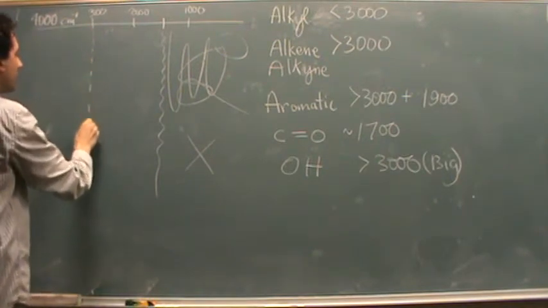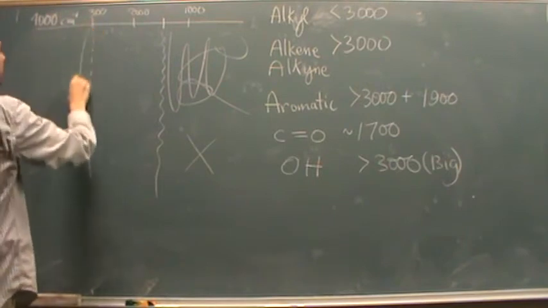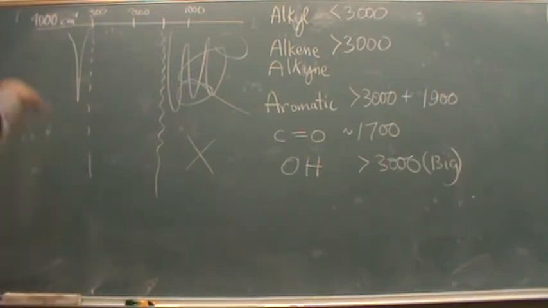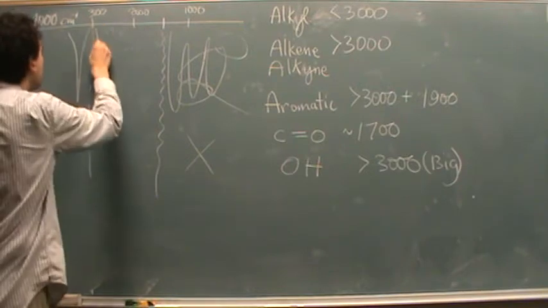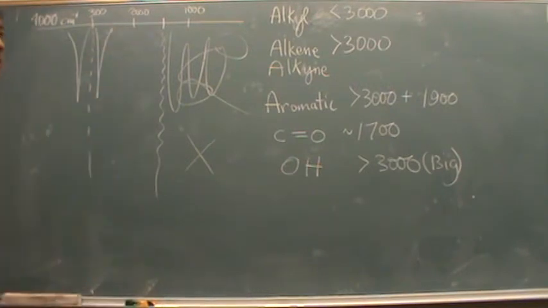3000 is an interesting spot because if you get peaks above 3000, these peaks point downward. If you get them above 3000, you're mostly looking at a double or triple bond. If you get peaks just below the 3000 mark, that's a normal alkane, with no double or triple bonds. So the 3000 mark can be pretty helpful as far as that goes.